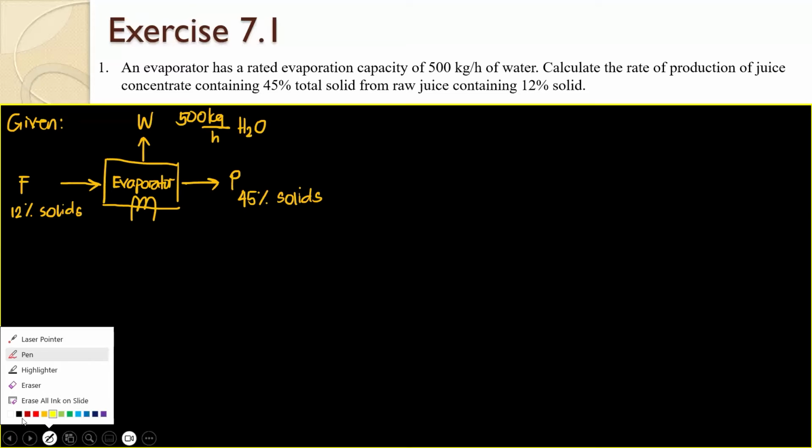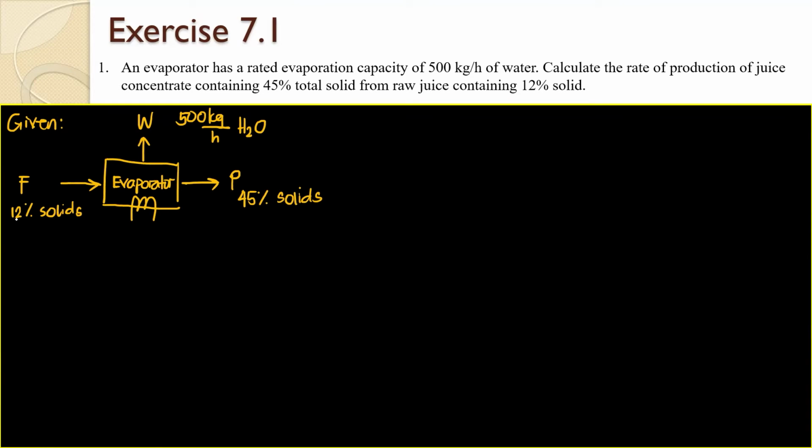Right. Now, let's complete the given. If the feed consists of 12% solids, guys, what is left? How many percent is left? That's not stated in here. 88%, that's correct. So, what is that 88%? Can you guess what that is? Very good. 88% is water. So that means your feed consists of raw juice. The raw juice is 12% solids, 88% water. Very good.